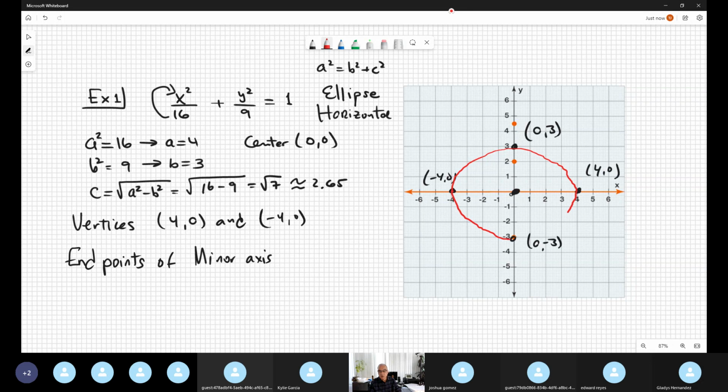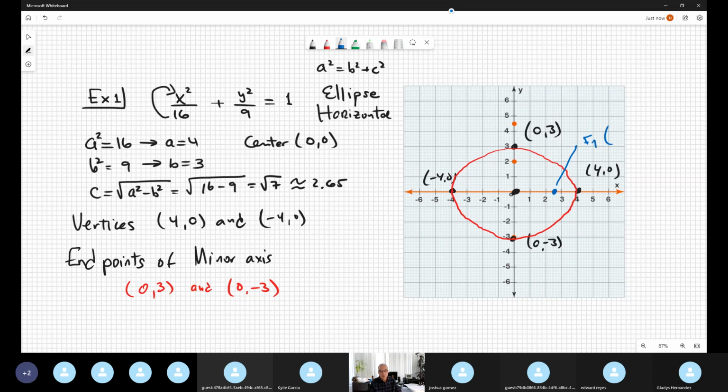The problem I want to do in Desmos right now, elegant. And the endpoints are (0,3) and (0,-3). One more piece of information we need: the foci. The foci are located at a distance of 2.65. Let me use another color for the foci. 2.65, approximately here. This is foci 1.